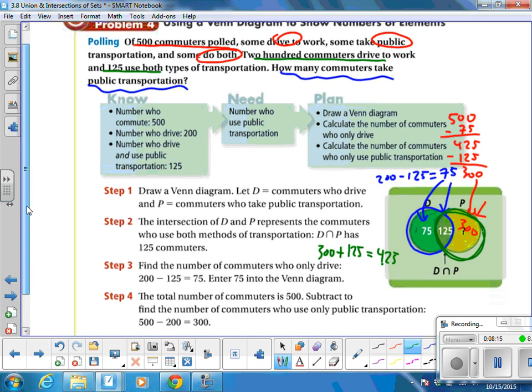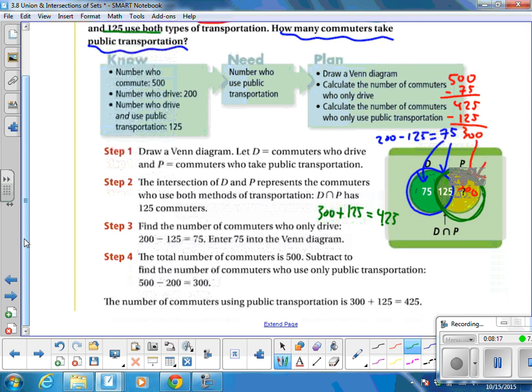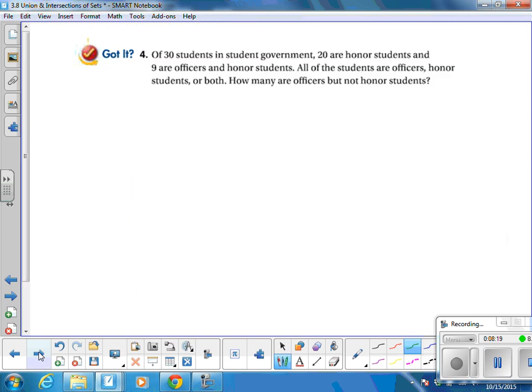I'll show you the rest of the steps here. There you go. All right, I want to give you a chance to do it. So go ahead and press pause and see how you do with this. Go ahead and make a Venn diagram and answer the question.